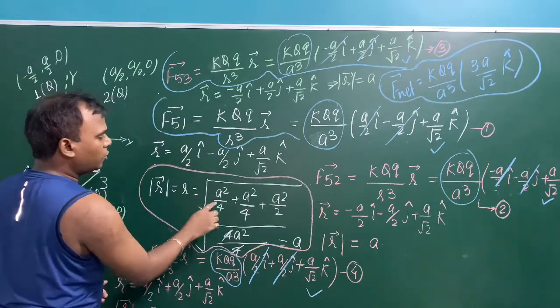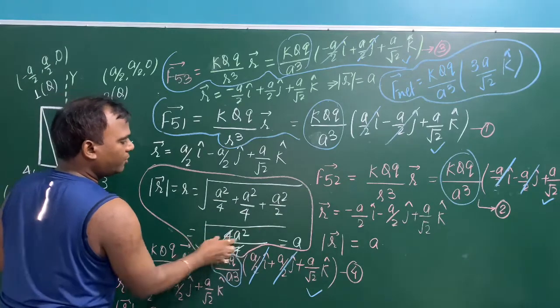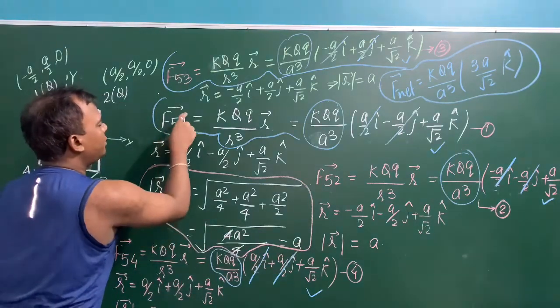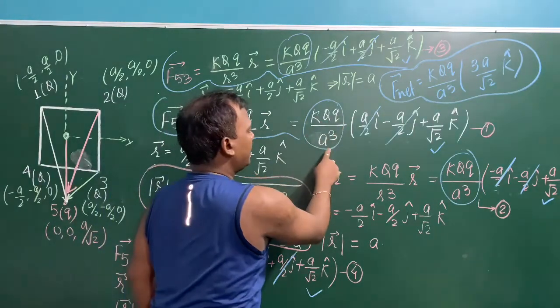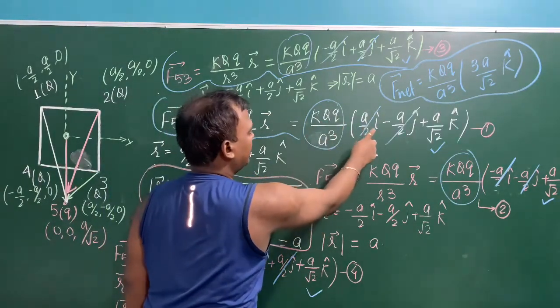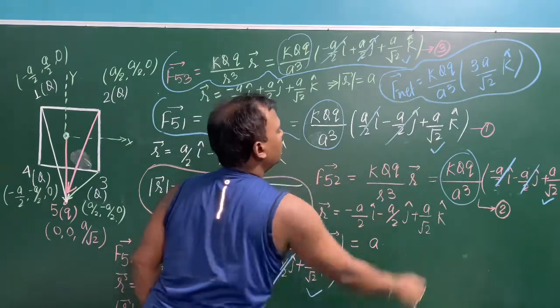That is r equal to root under a square by 4 plus a square by 4 plus a square by 2. So force on 5 due to 1 will be equal to K capital Q small q divided by a cube into R vector, that is a by 2 i cap minus a by 2 j cap plus a by 2 k cap.